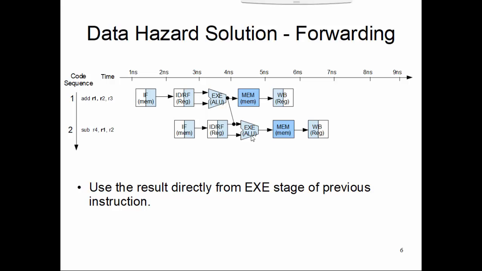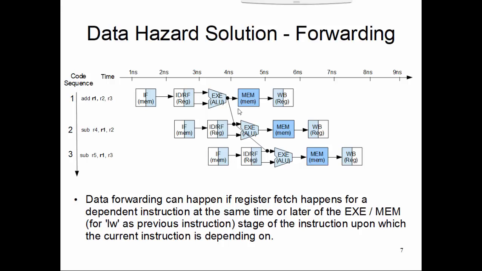Now let's look one more step. Let's say we involve another instruction, sub R5, R1, R3, and this one also has a data hazard, because when we access the register file, R1 doesn't have the updated value. It will be updated during the 5th and 6th nanosecond, and that updated value will be available after 6 nanoseconds. So clearly the third instruction also has a data hazard.